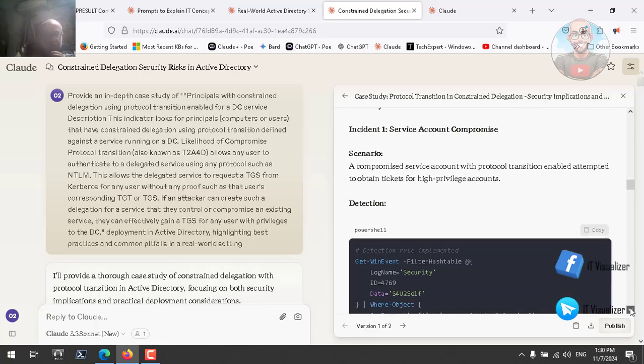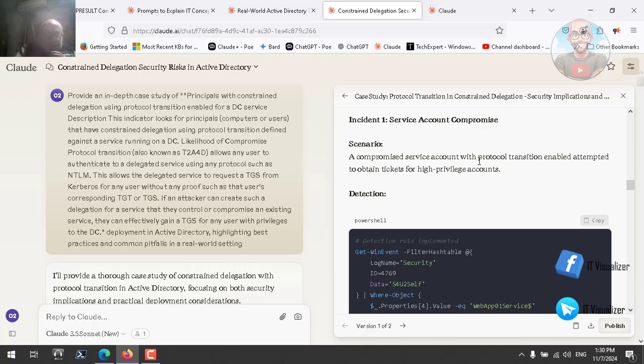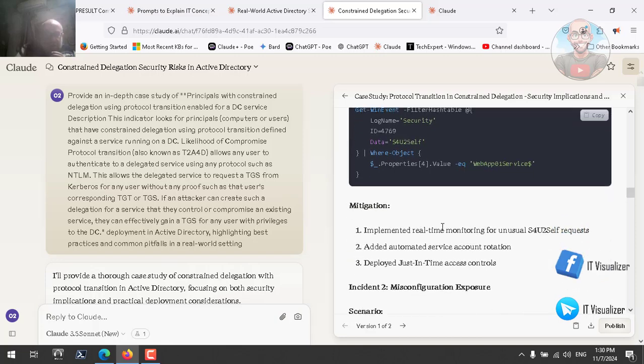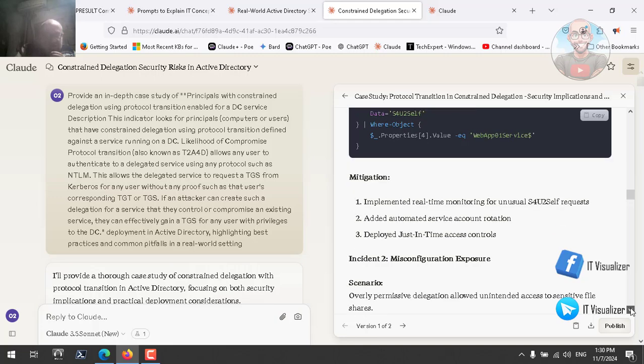Then we can go to the situation. He is telling us how we can detect something like that. Go to the event viewer and try to see some events to detect the compromise or the hacking process. I think this is the event for logging in or hacking the service account or the web service account. And then here he's talking about mitigation: implement a real monitoring tool, add automated service account deployment, just-in-time access controls. I think anyway this is far from what we need.